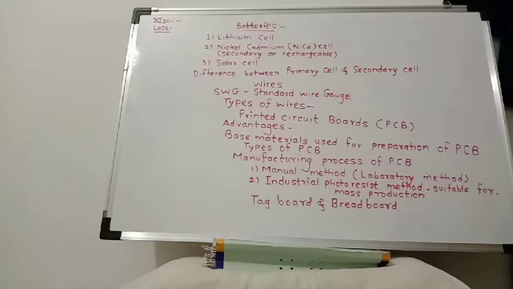Depending upon the applications, there are again other types of wires. For example, shielded wire, insulated wire, resistance wire, and tinned copper wires. Then the first type is solid wires.